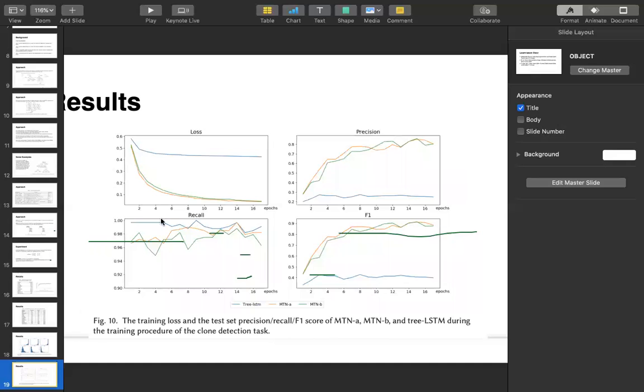And this is the result for the convergence during the training of the algorithm of the approach. We can see that for the loss function, the precision and F1, the MTN approach is much better than the 3LSTM, such that the convergence rate of the loss.